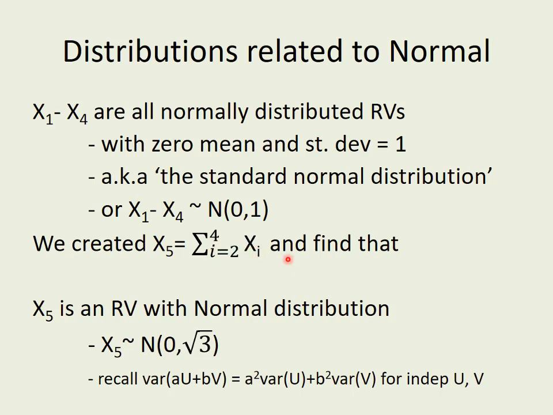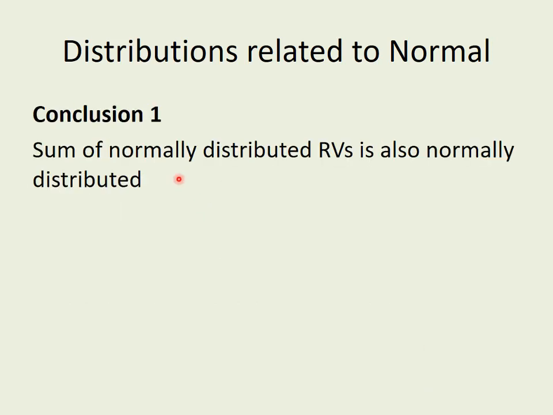in other words, x2 plus x3 plus x4. We found that when we add those together, the resulting random variable is another normal distribution, and this one follows a normal distribution with a mean of 0 and a standard deviation of square root of 3. And that comes from this rule, the square root of 3 thing, for independent u and v. So you add up the variances, so the variance is going to be 3, standard deviation must be square root of 3. So the conclusion for that is that the sum of normally distributed random variables is also normally distributed.